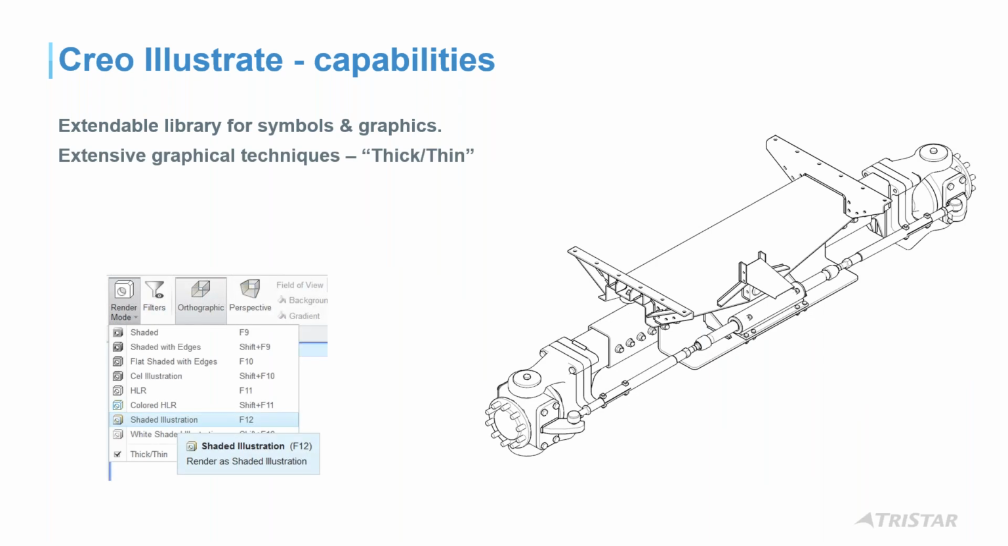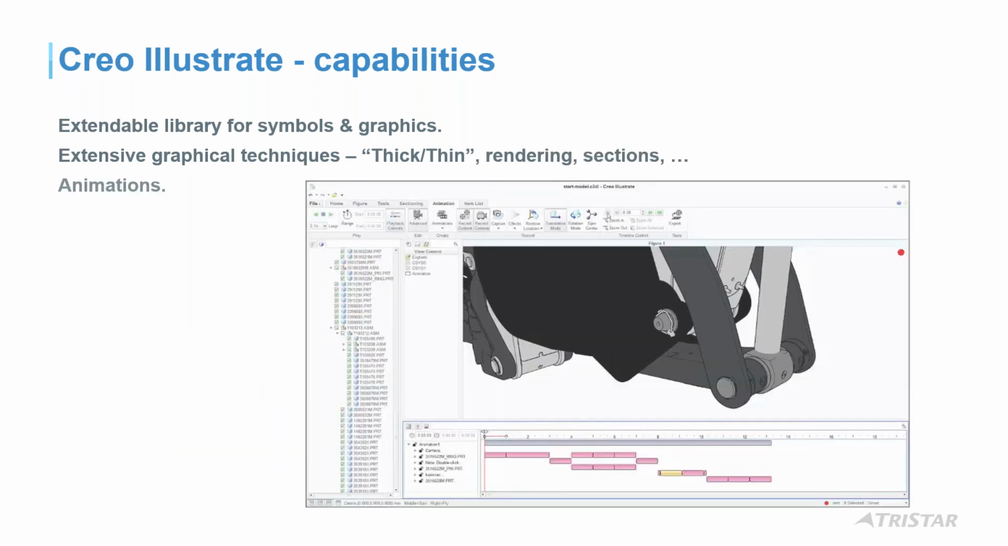The other nice thing with Creo Illustrate is that it creates very high quality illustrations. It emphasizes the parts using thick and thin lines. It gives you different shading options. So when you look at that compared to a very precise engineering drawing, Creo Illustrate is just meant to be that visual method of communicating that product.